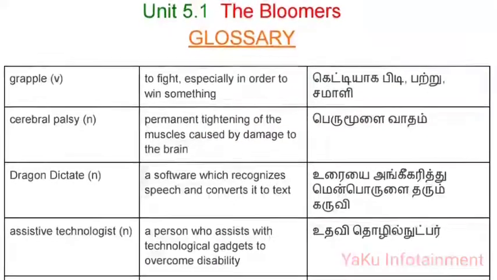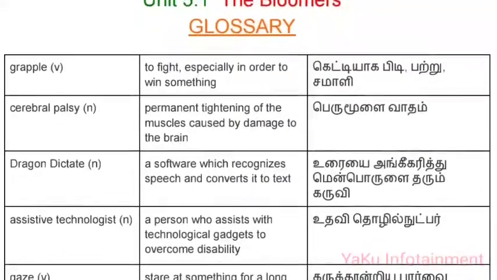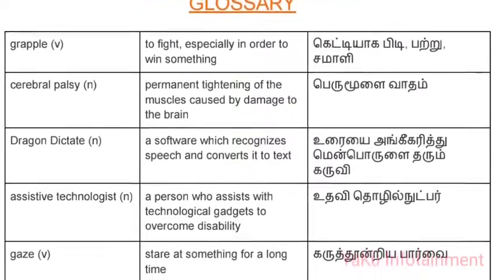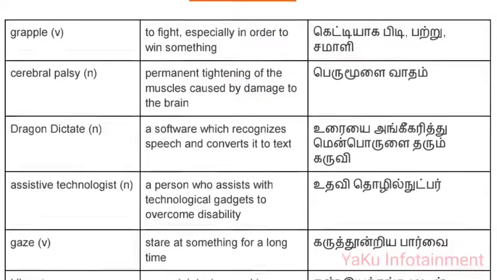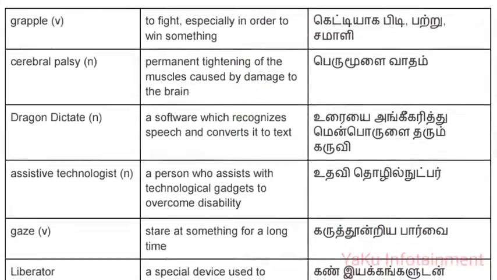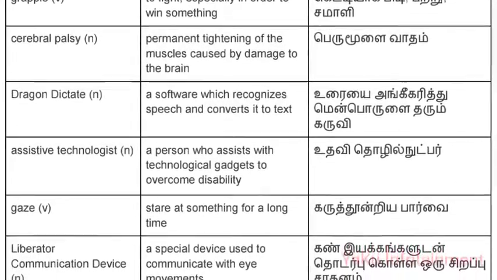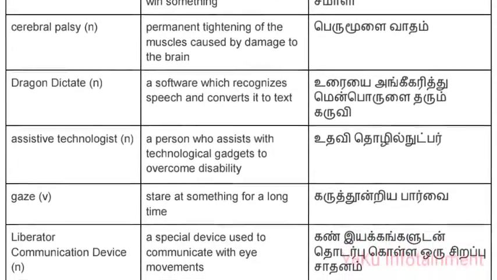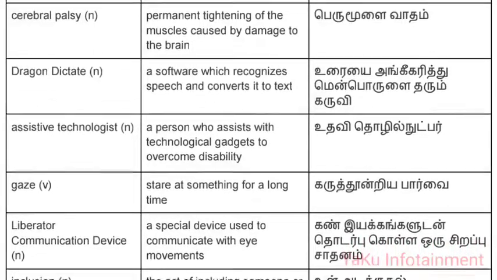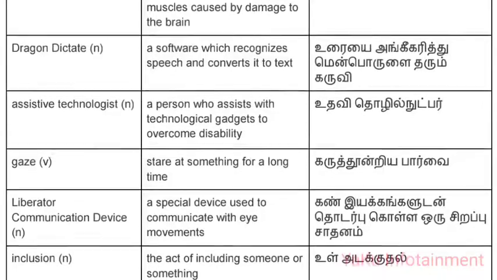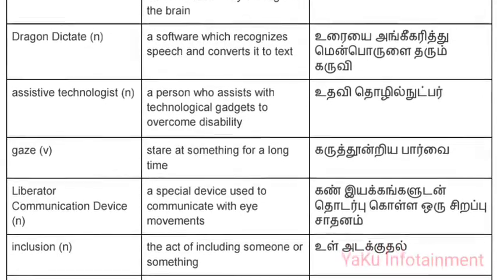Unit 5.1. The Bloomers. Glossary. Grapple: to fight, especially in order to win something. Cerebral palsy: permanent tightening of the muscles caused by damage to the brain. Dragon Dictate: a software which recognizes speech and converts it to text. Assistive technologist: a person who assists with technological gadgets to overcome disability.